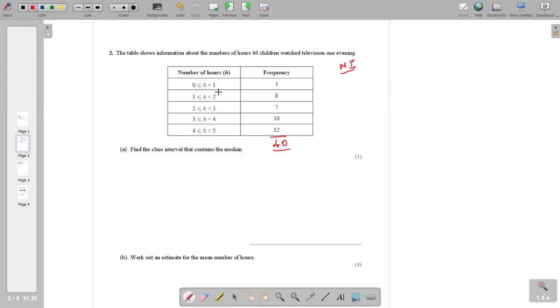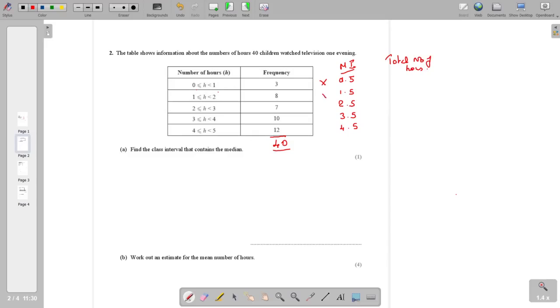Mid-interval for 0 and 1, you can add them and divide: 0.5, 1.5, 2.5, 3.5, 4.5. So the estimated total number of hours, which is an estimate again, you multiply it.